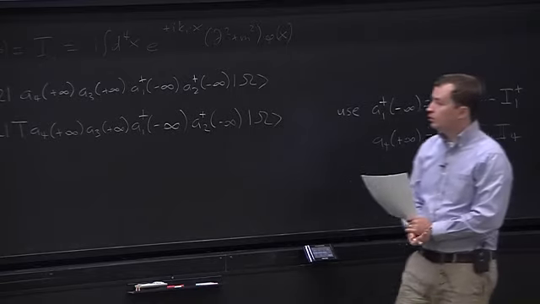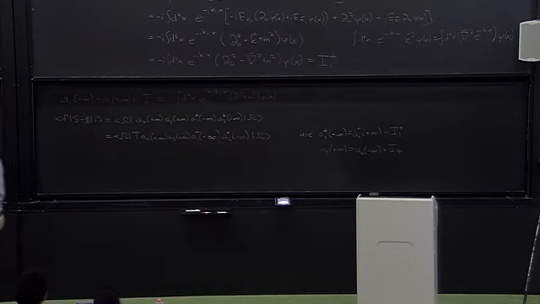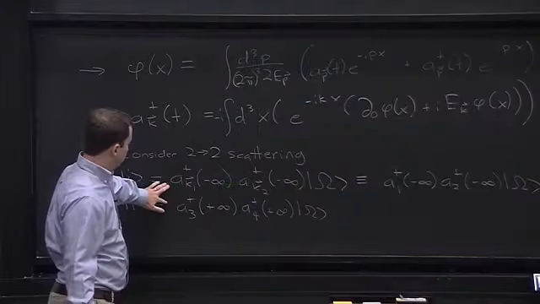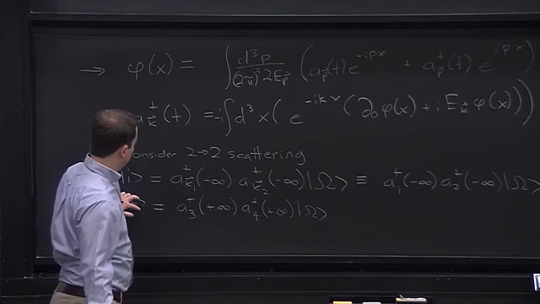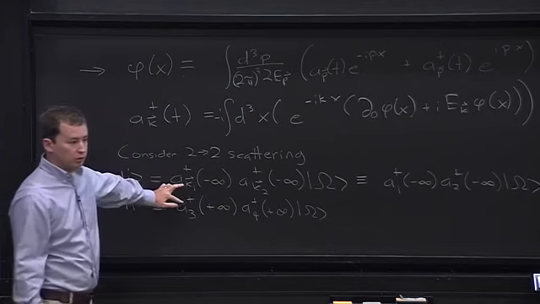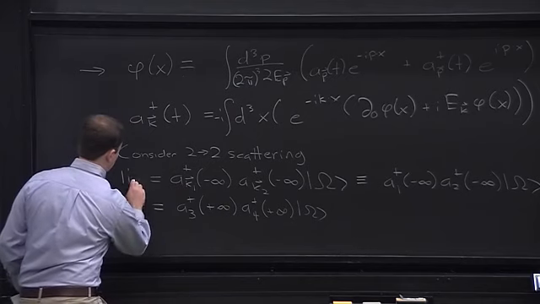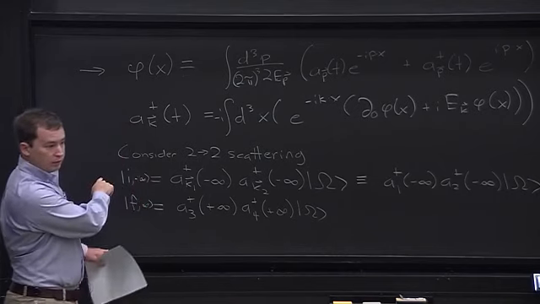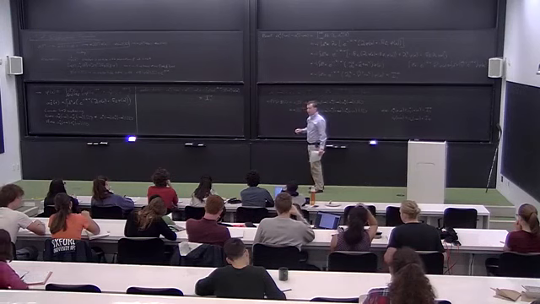Yes. Where did the S minus 1 go? Okay, so we're considering these states in the far past or the far future. We can think about these as being like Schrodinger picture versus Heisenberg, which is, I should probably write this as I of minus infinity to indicate that these are slightly different. Here this is the Heisenberg picture, over here I'm in the Schrodinger picture.